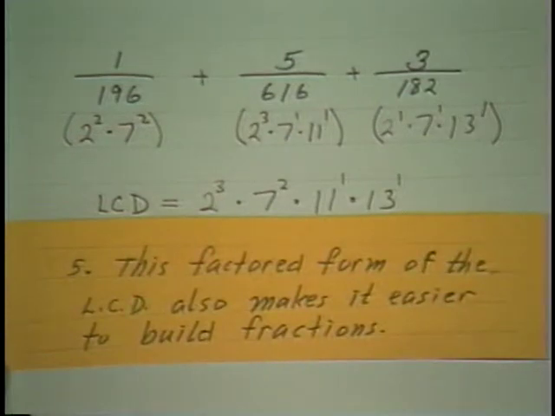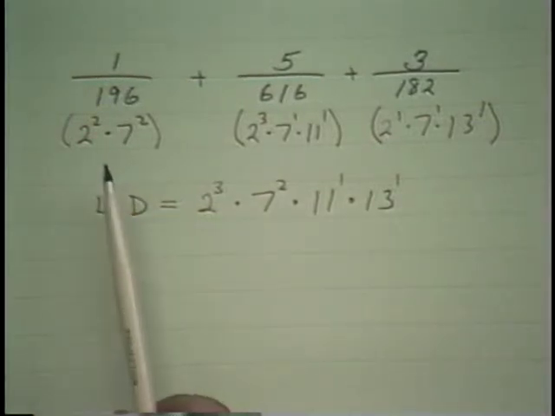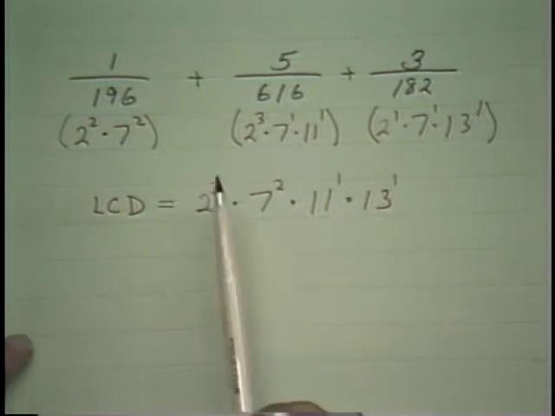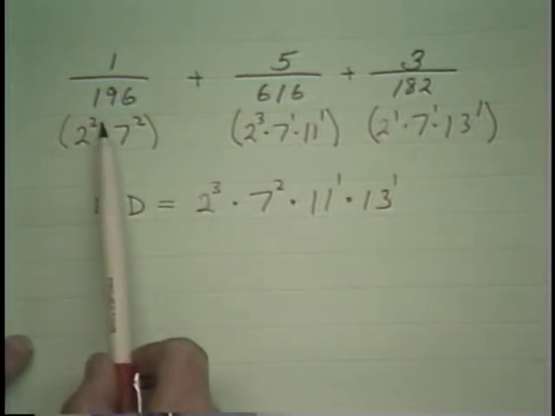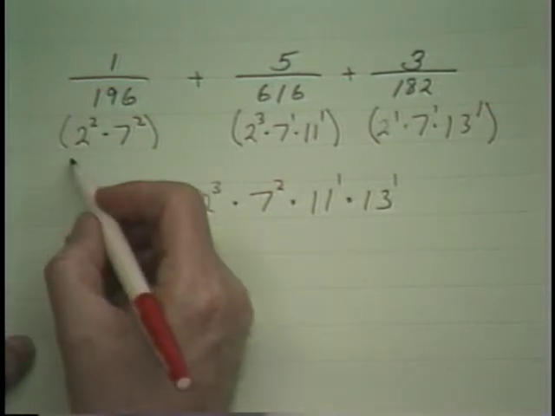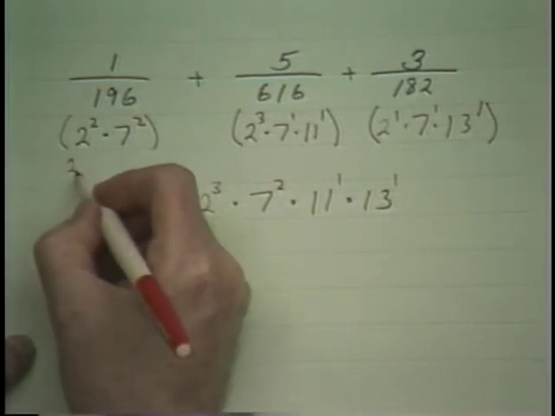As it turns out, this factored form of the lowest common denominator also makes it easier to build the fractions. So let's just leave it as it is and watch what happens. Let's just observe and count. I want this to look like this. This one has 3 2's, this one has only 2. So I'm going to have to multiply it by one more, and I'll list it down underneath here.